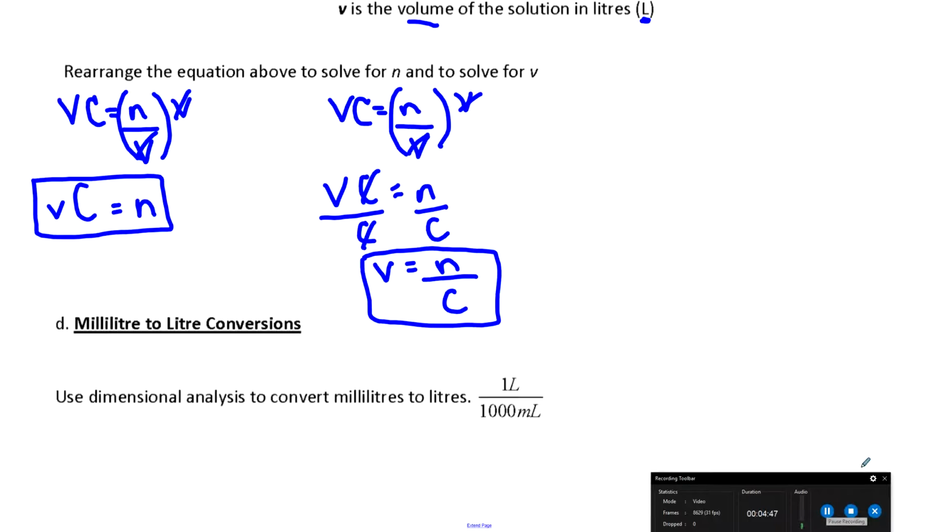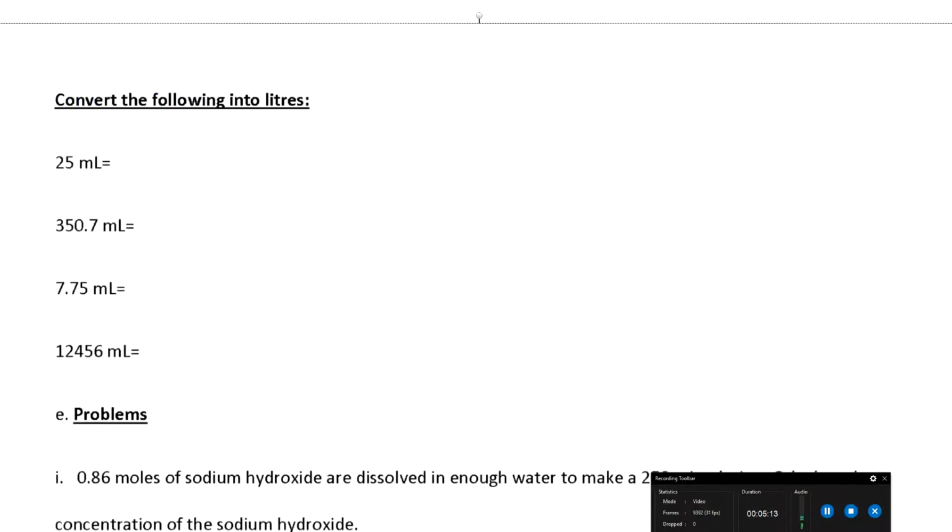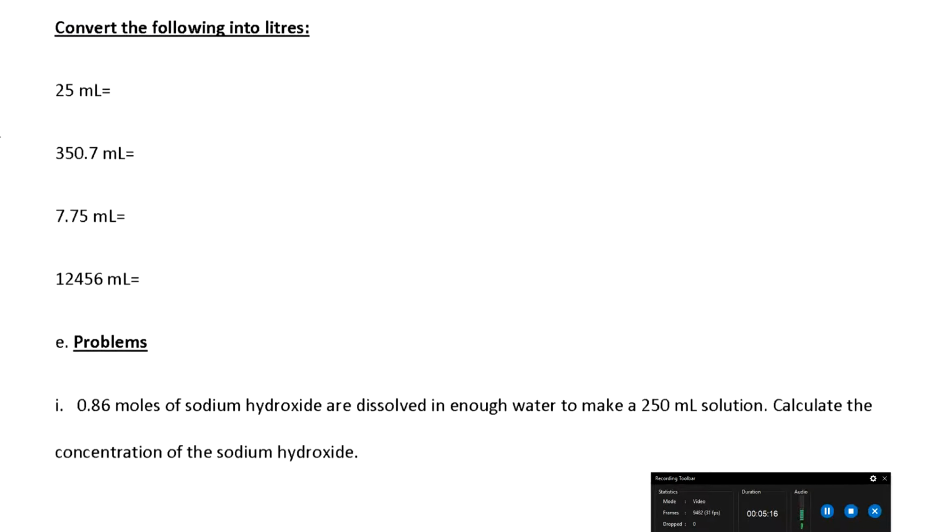This last little bit on the page is something you're already familiar with doing. Because we measure concentration in moles per liter, you'll often have to make the conversion from milliliters to liters. Just simply use dimensional analysis like we always do to convert. So let's take a look here. This says convert the following into liters. I know you've done the milliliter to liter conversion a number of times, so you will get to the point where you just do these in your head.